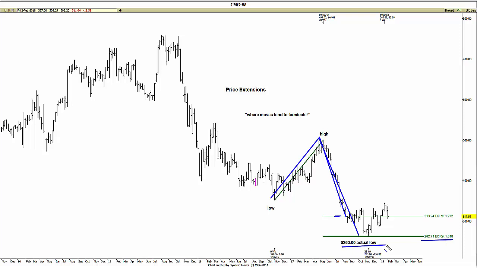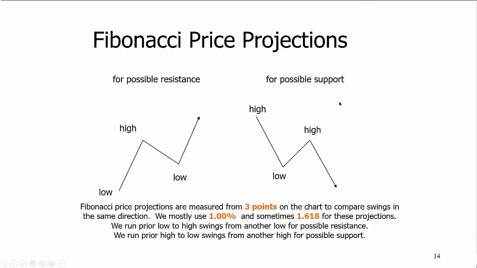263 ended up being the actual low. And even though this doesn't look like much of anything, that was a rally of $82.88 off of that extension swing. Okay, so that's an extension.